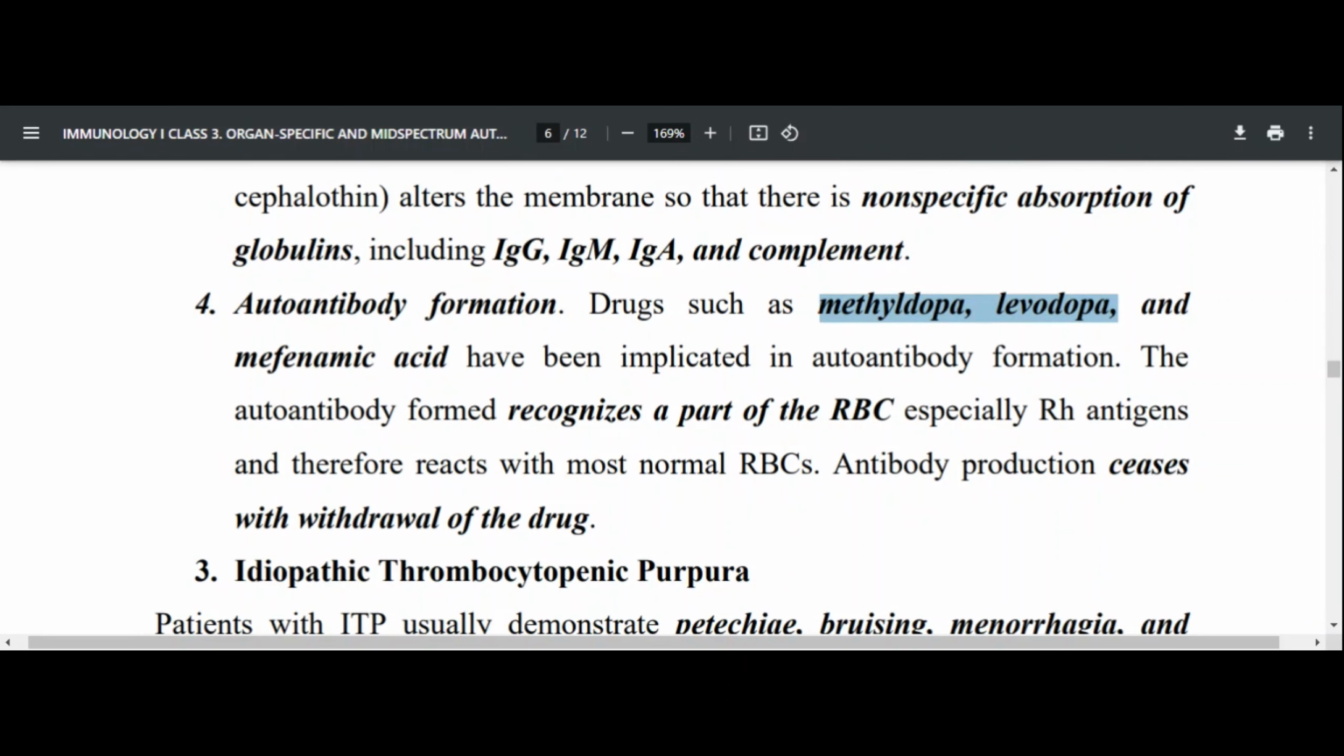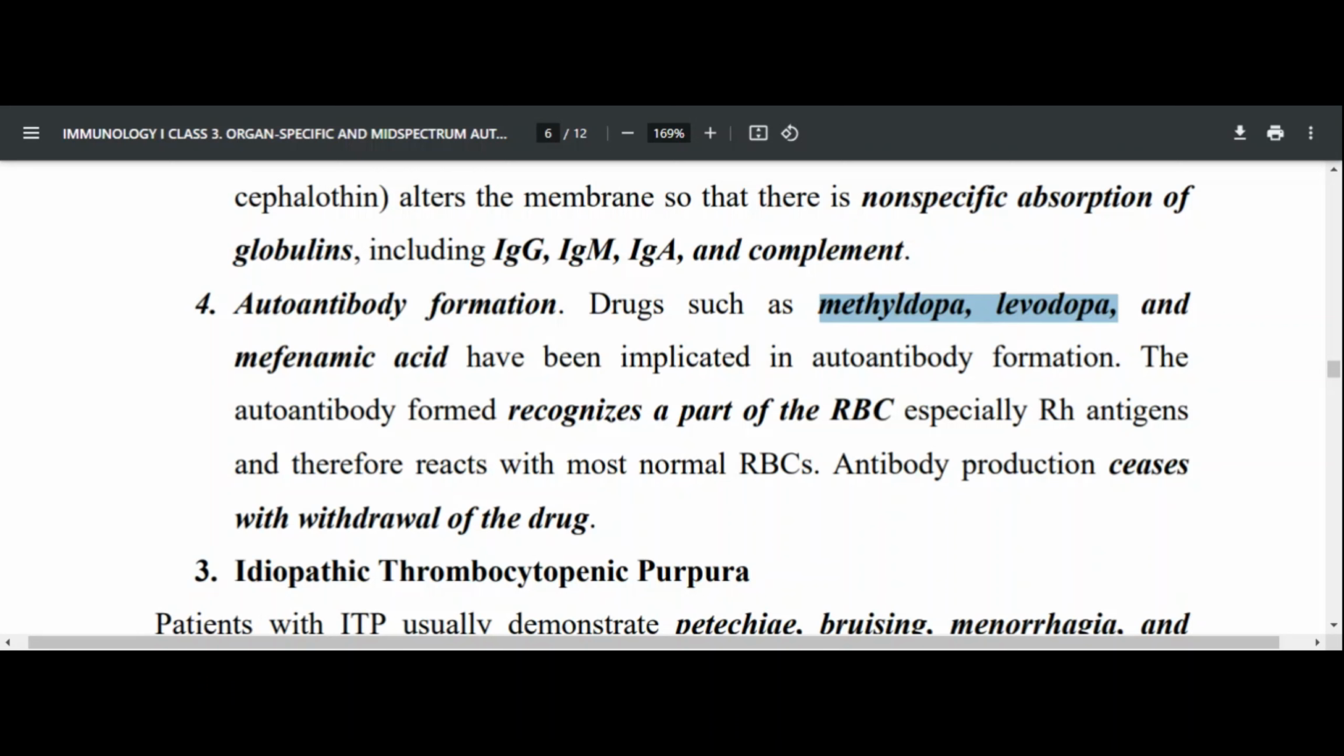So if you are taking, for example, methyldopa, it is going to cause formation of autoantibodies which will recognize a part of the RBC, especially the rhesus antigen. If someone has the rhesus antigen, it will be targeted by the autoantibody produced because of these drugs. So this is going to cause destruction of RBC.